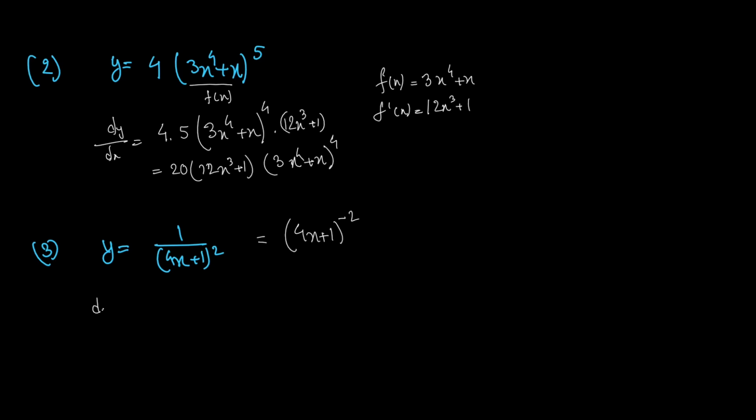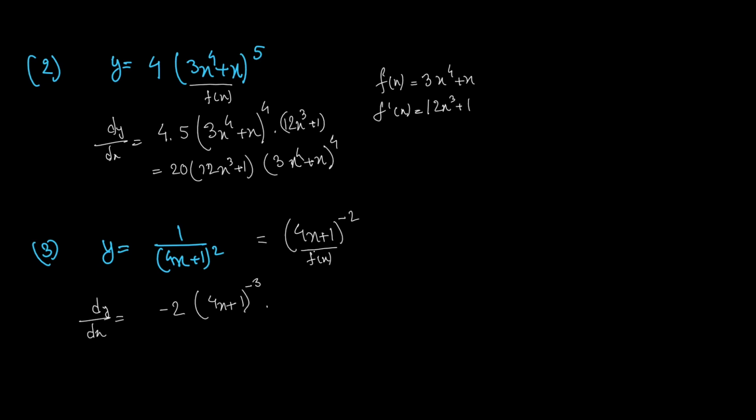So if we take dy by dx, first we need to identify the f(x) here. This is our f(x). Following this formula, we will get minus 2, that's our power, so it will come in front, and then f(x) will be written as it is, 4x + 1, and then the power minus 2 will decrease by 1. So minus 2 minus 1 will give us minus 3.